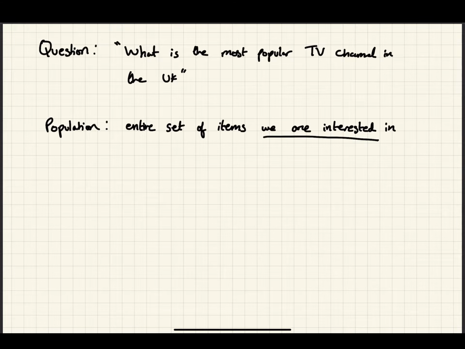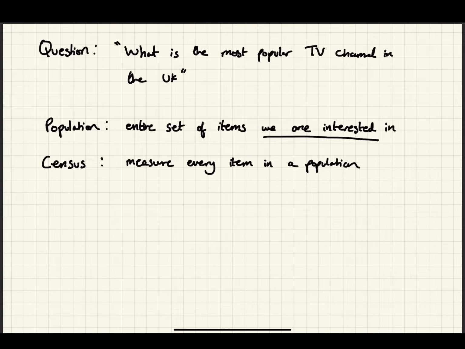Now, continuing from this, if we have a census, and you might have heard of the UK census, what happens in the census is you actually end up asking every single person within a population. So in a census, you measure every single person, or every member, or every item in a population.